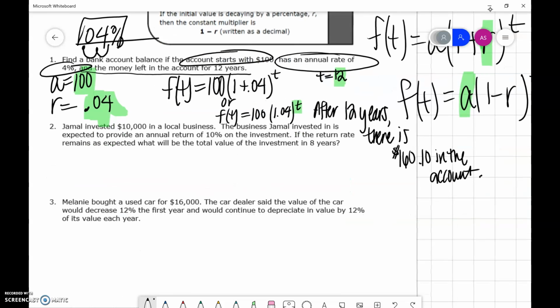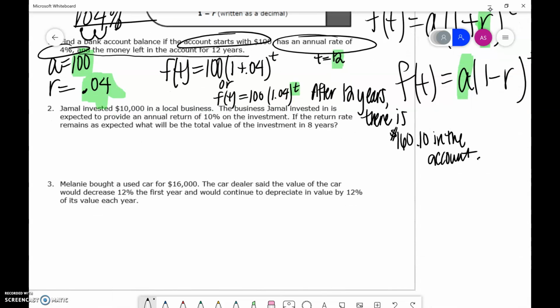All right, let's look at number 3. It says Melanie bought a used car for $16,000. The car dealer said the value of the car will decrease 12% the first year and will continue to depreciate in value by 12% of its value each year.